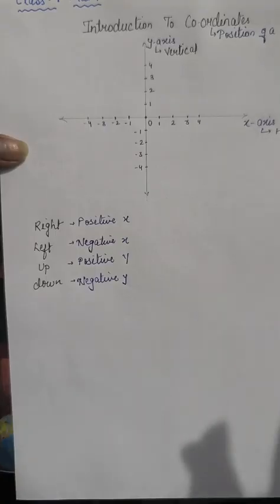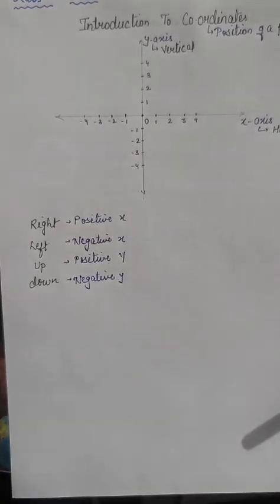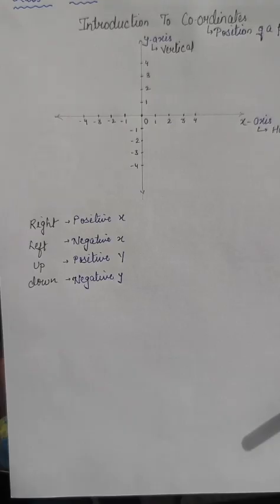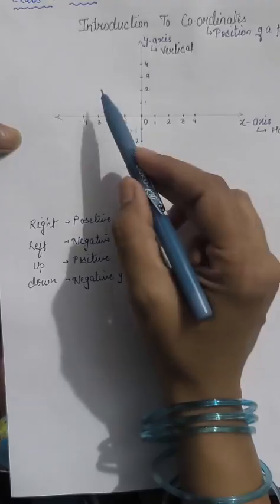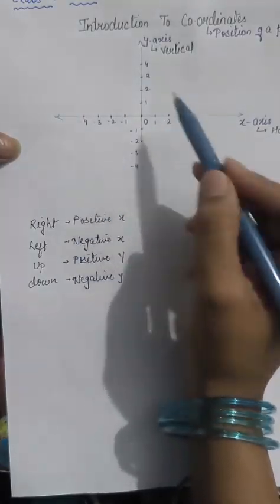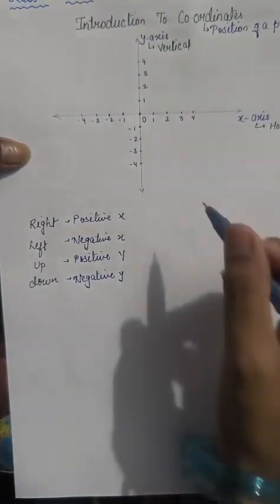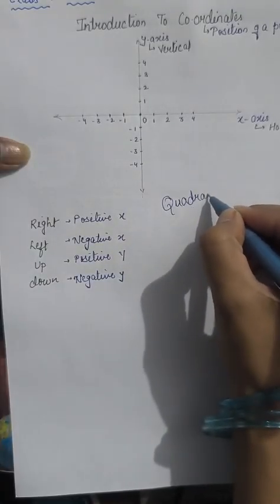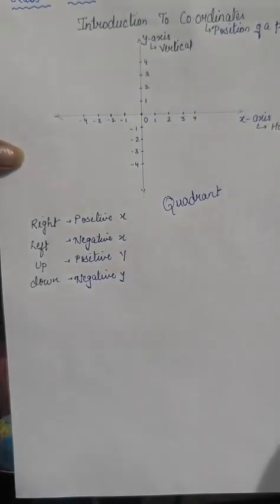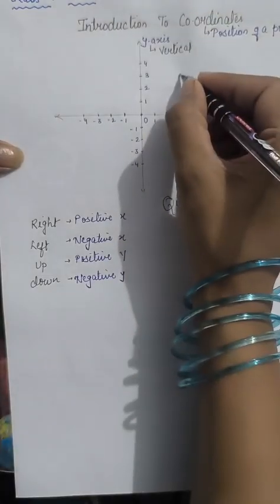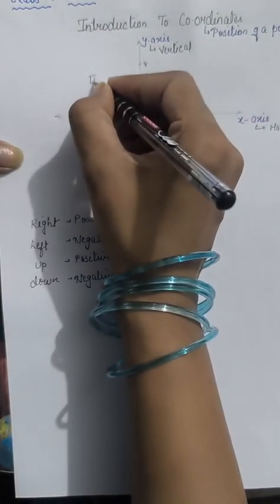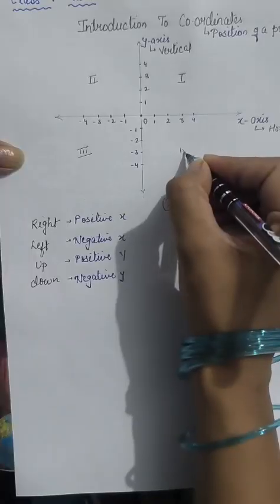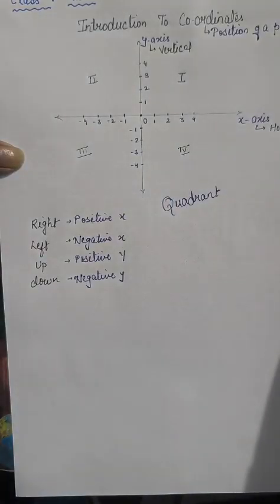Now the next word is the Cartesian plane. When we have both the x-axis and y-axis together, they divide the plane into 4 regions. As you can see, first, second, third and fourth. These 4 regions are called quadrants. What is the word? The word is quadrant. Quadrant means the fourth part, or we divide a whole thing into 4 sections. So this is our first quadrant, second quadrant, third quadrant and fourth quadrant.